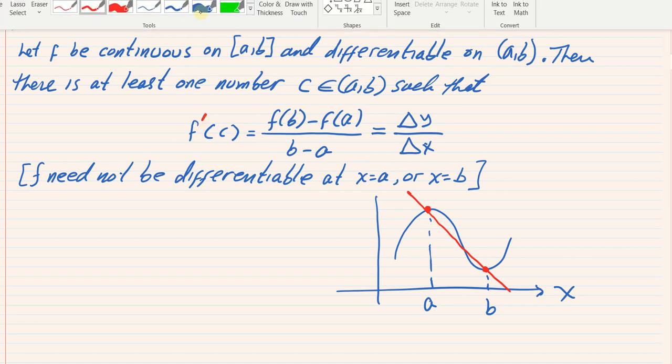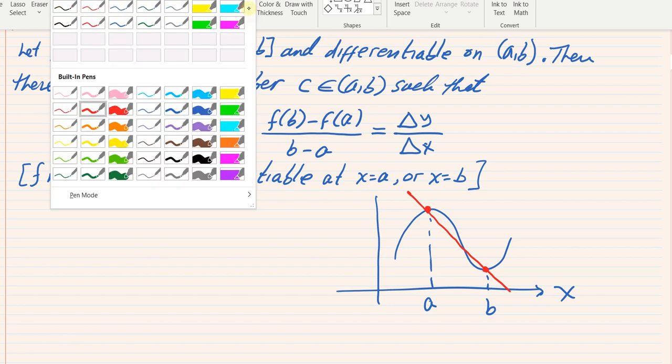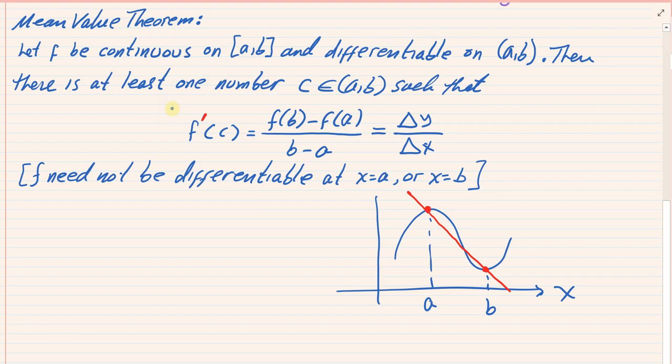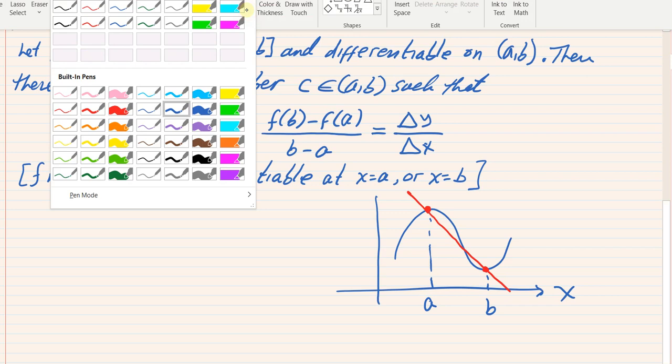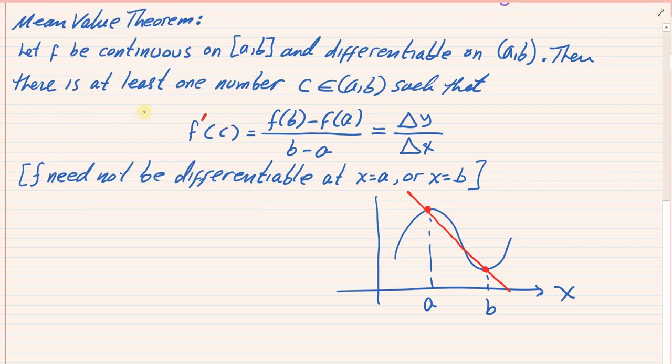Now for this one, I'm going to use a different color. Let me use blue. Actually, I have blue. Let me use a different color. How about green? Okay, so here's what I'm going to do. I'm going to actually draw these.